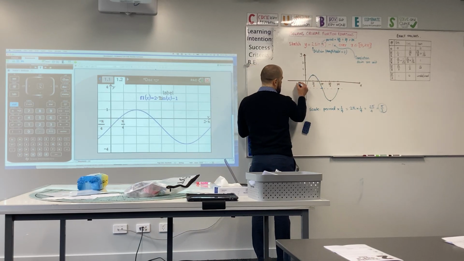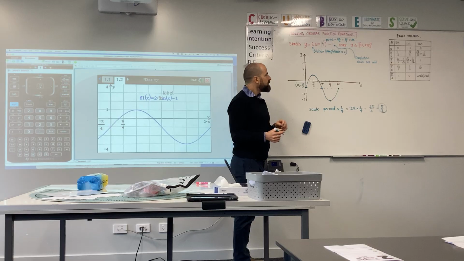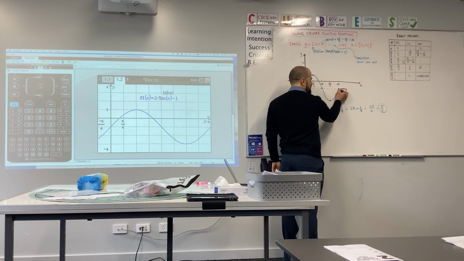And then I need to put the coordinates: when x equals 0, y equals -1. This is an endpoint. Square bracket, so it's included, so it's absolutely coloured in. And I'm going to label it with its coordinates. When x equals 2 pi, y equals -1.